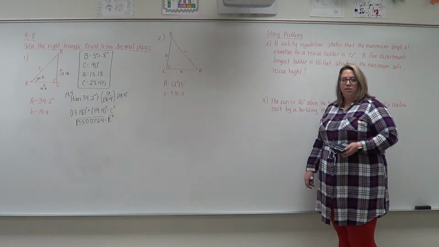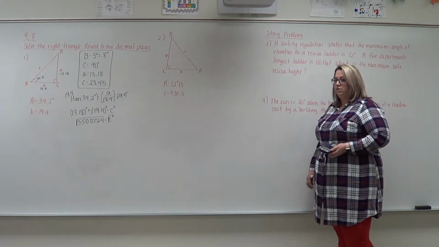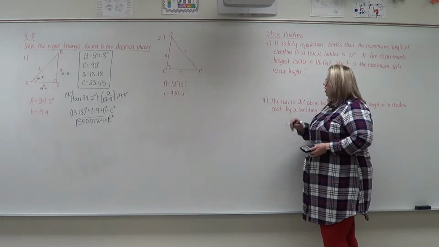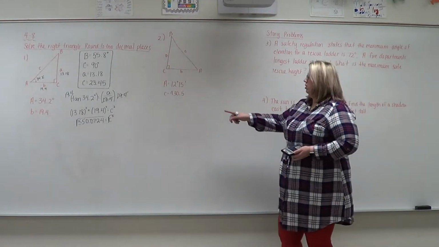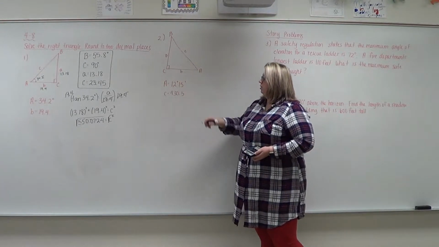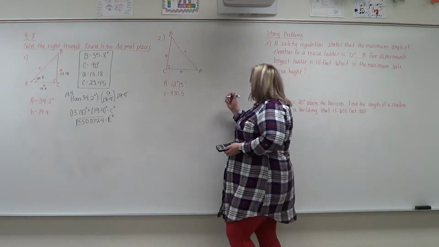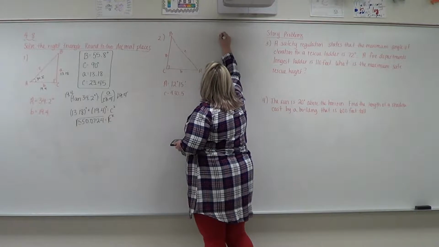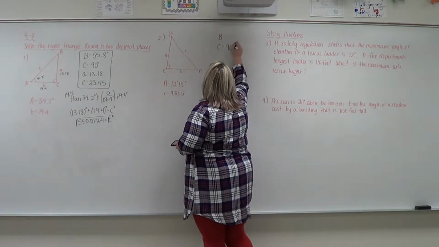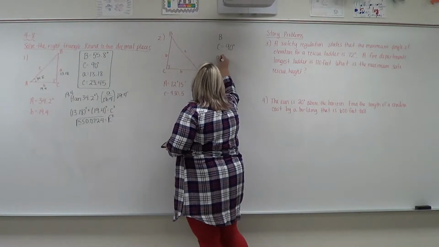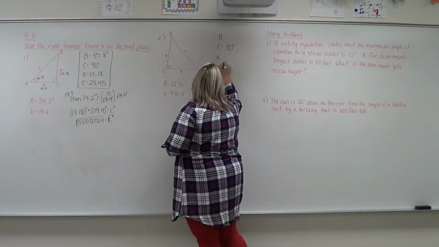Everybody good on that? Yes? Okay. Alright, so the same thing on number 2. I just want to make sure you guys remember how to do degrees and minutes. So I have to find angle B. We already know angle C is 90, so I'm going to write it in. We need to find side A and side B.